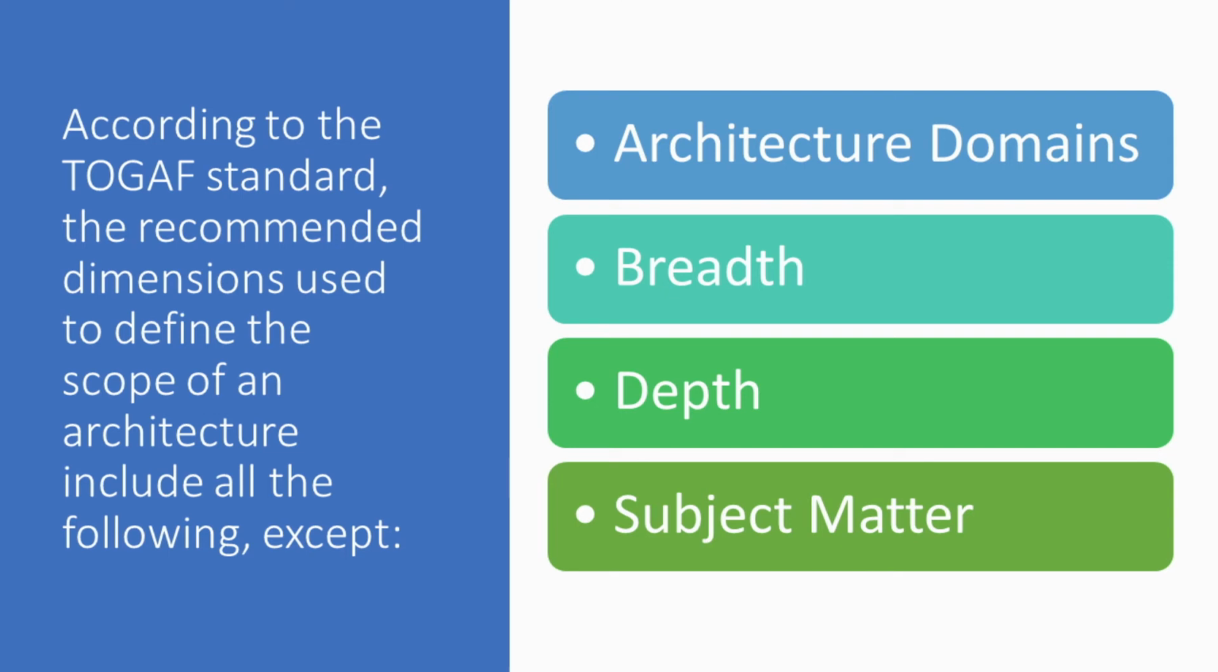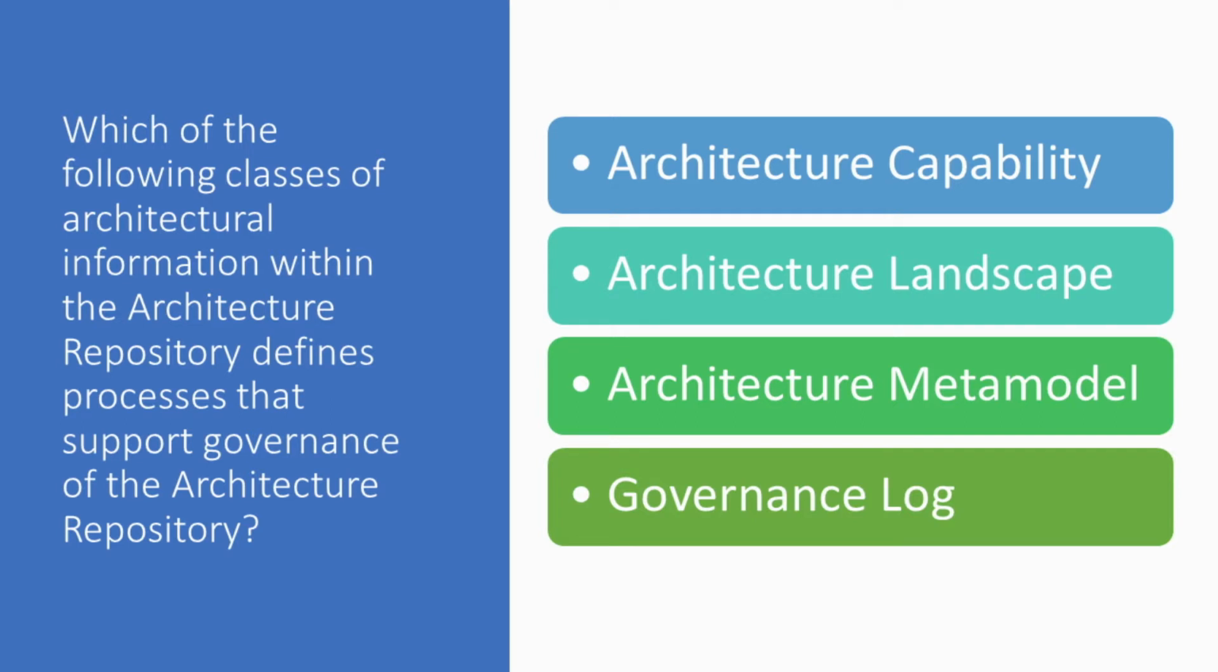According to the TOGAF Standard, the recommended dimensions used to define the scope of an architecture include all the following, except. Options we have: A. Architecture domains. B. Breadth. C. Depth. D. Subject matter. Correct answer for this question is option D. Subject matter. Because the recommended dimensions to define the scope of an architecture activity are breadth, depth, time period, and architecture domains. Let's talk about next question.